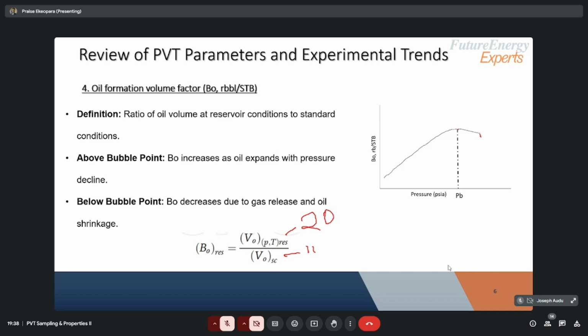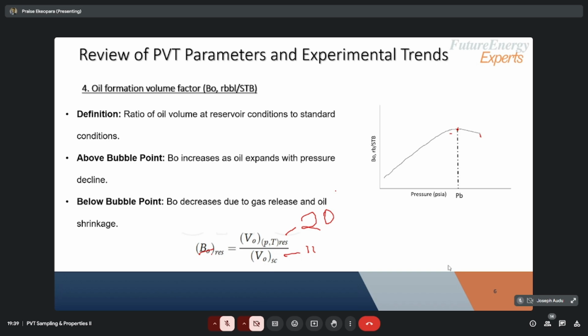But once we hit this critical point, this saturation point, you notice that the gases will evolve. As the gases are evolving, plus the lighter crude, you notice that the volume we have at the standard condition will be increasing. And because it's increasing, when you now do this division, you'll be getting a lower value for your BO. That's why once it reaches this point, it starts to drop. So this is how it typically behaves.